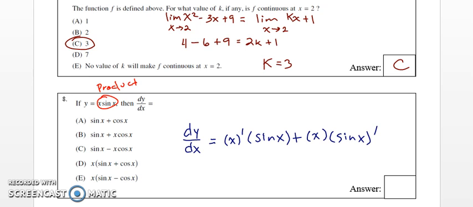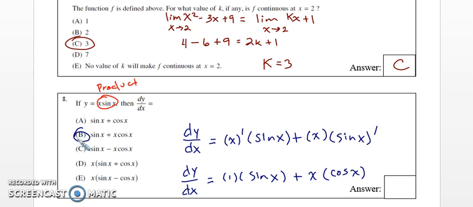So this ends up being a simple process. The derivative of x times sine x plus x times the derivative of sine x, which is sine x plus x times cosine of x. That's B. So that's your answer, and that'll be it for this video.